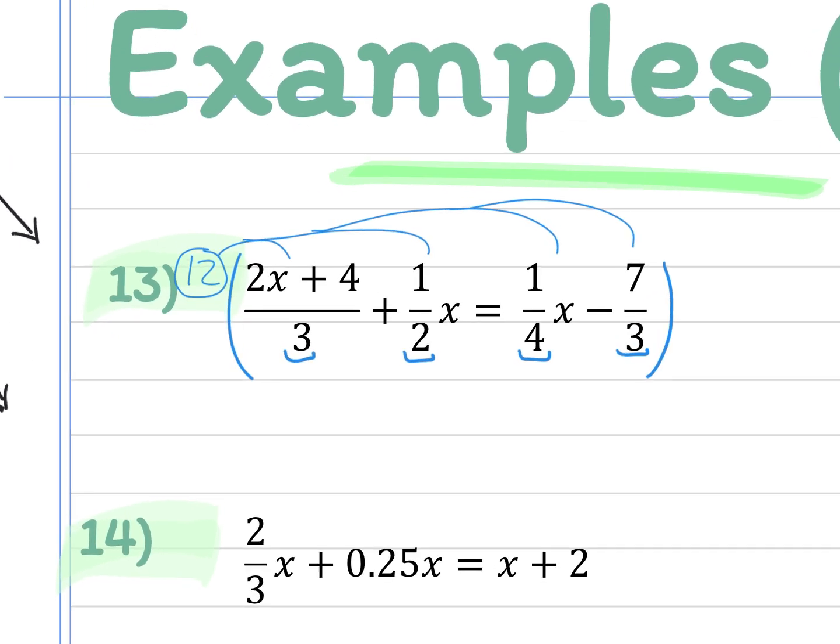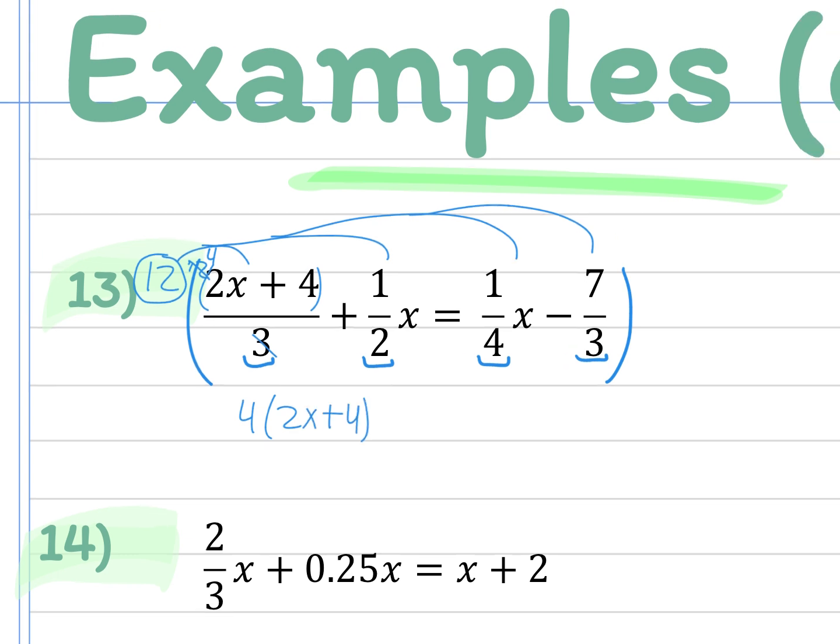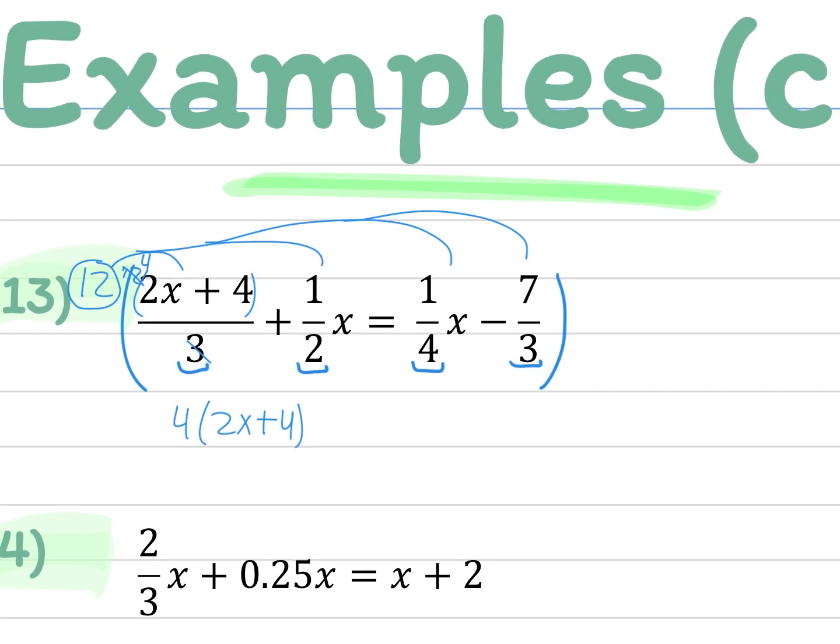Let's see what happens in this first fraction, this 2x plus 4 over 3. If I do 12 times 2x plus 4, what happens to 12 on top, 3 on the bottom? Right, it becomes a 4. So then I get a 4 times 2x plus 4. And I can do the exact same thing for all of these. If I distribute that 12 and I get 12 times 1 over 2, well, 12 and 2 are going to simplify into 6. So I get a plus 6x.